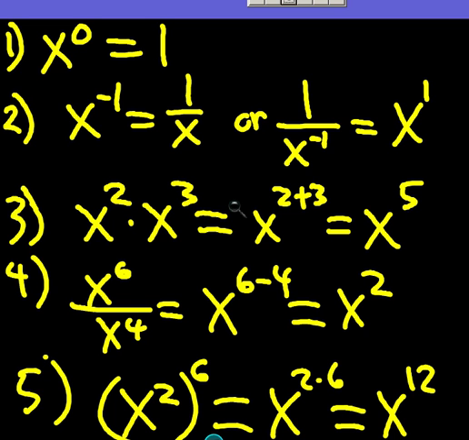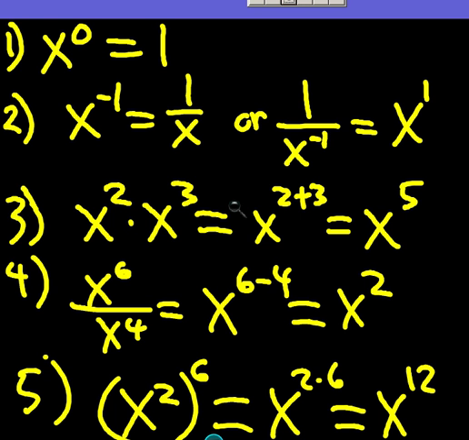Okay, so what you're looking at right now is just the rules for exponents that we've covered in class so far. X to the 0 equals 1. Any number to the 0 power equals 1. X to the negative 1 equals 1 over x, or conversely 1 over x to the negative 1 equals x to the first. So if the exponent is negative, change the position from either numerator to denominator or denominator to numerator.